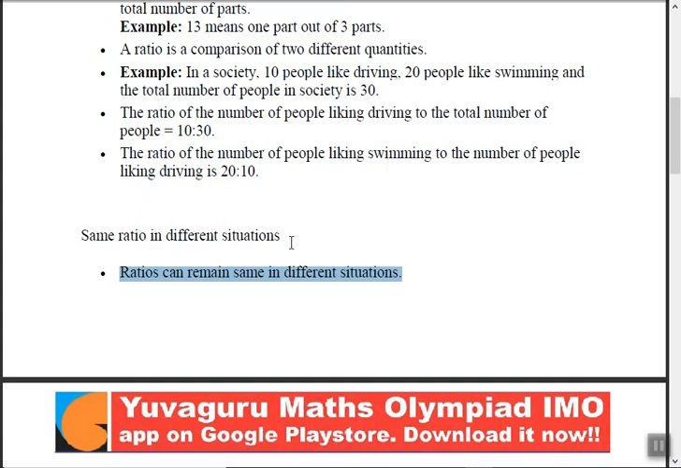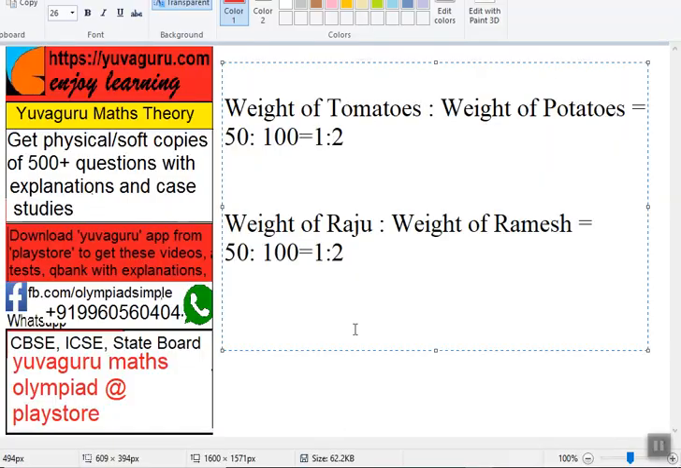Same ratios in different situations. Ratios can be the same in different situations. Weight of tomatoes to weight of potatoes equals, let's say, 50 is to 100. That becomes 1 is to 2. Similarly, weight of Raju to weight of Ramesh equals 50 is to 100. Or Raju ran 50 meters, Ramesh ran 100 meters. So 50 is to 100. Again, this number can be the same in any ratio.